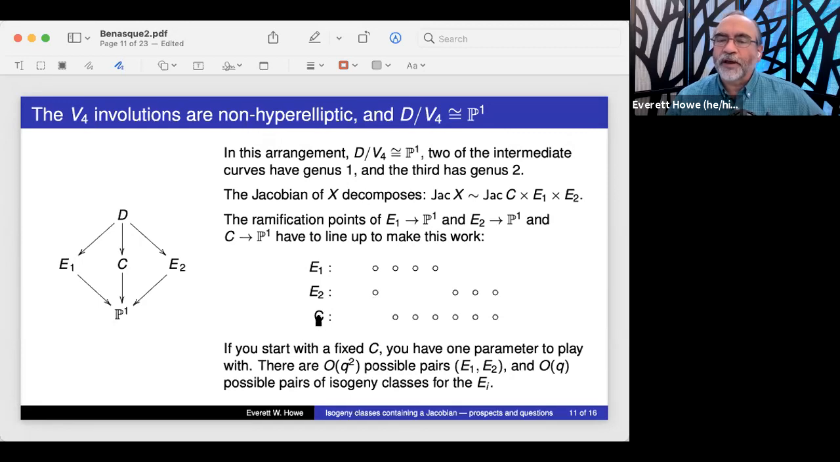So if you start with your favorite C, you have a parameter to play with, you have Q squared possibilities for the E1 and E2, so you've got 1 chance out of Q that you can get your favorite elliptic curves here. If you only care about the isogeny classes, well, there are about order of Q possible pairs of isogeny classes for the E's, and you have a parameter. So you have a fair chance of getting your favorite isogeny classes of E's represented by these 2 curves on the outside.